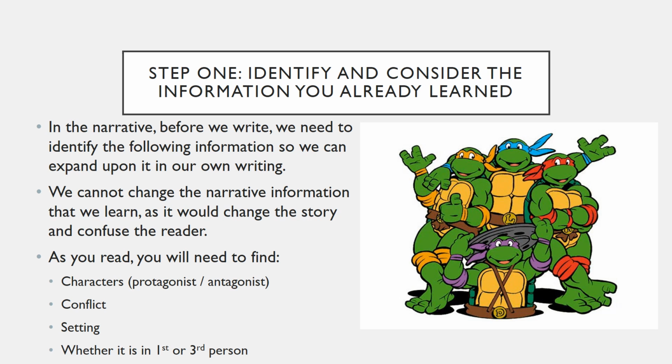Continue means to resume from the place that you last ended. So the first step in the narrative, before we write, is that we need to identify the following information so we can expand upon it in our writing. We do not want to change any of the information that we have learned, as changing the story will confuse the reader. So as we read, we're going to want to find the characters, including the protagonist and antagonist. We're going to want to identify the conflict, know where the setting is, and figure out if it's in first or third person. We don't want to change any of those things. So, for example, if the story is from Leonardo's perspective, we're not going to want to change it to Michelangelo. It wouldn't make any sense and would confuse the reader. If the setting changed dramatically, we'd also be very confused. We want to keep all information intact as we write.